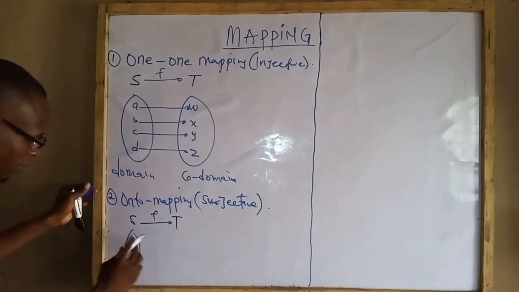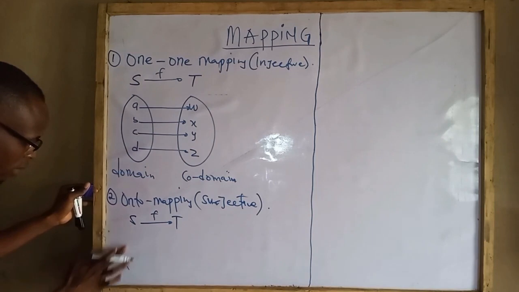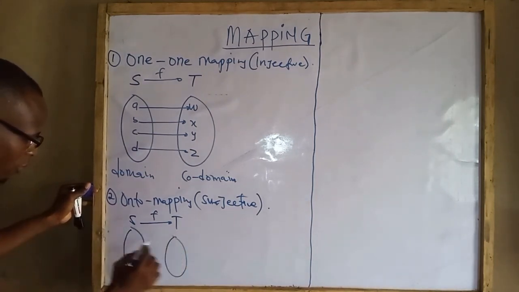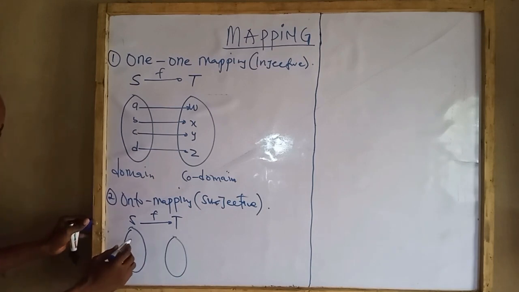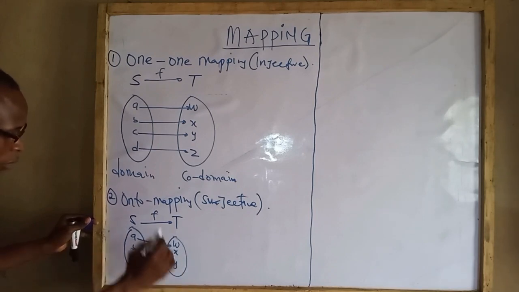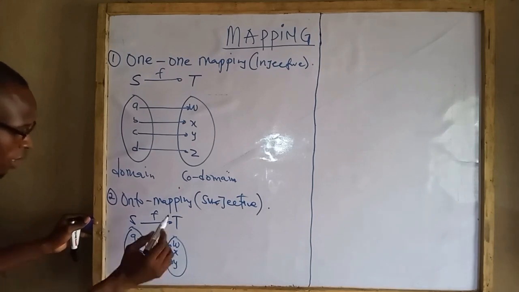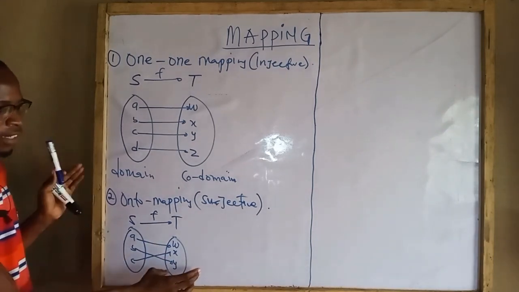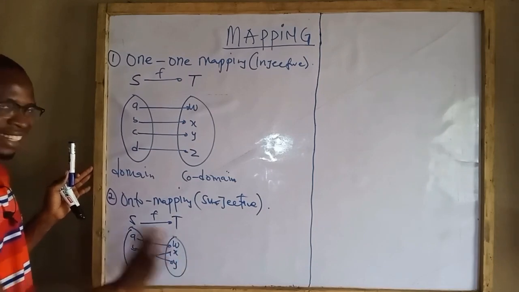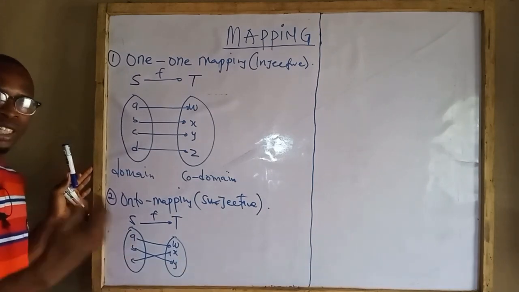We have elements of S and we have elements of T. So let's take this as A, B, C, and W, X, Y. A is mapped into W, C can be mapped into X and B can be mapped into Y. So you can see that the codomain side here is having at least one image. At least means it can be more than one image.